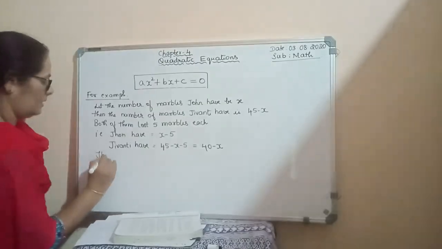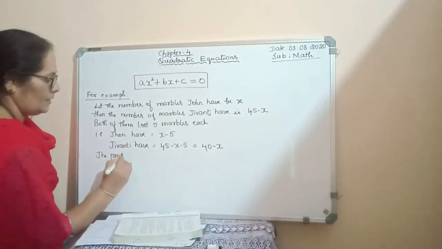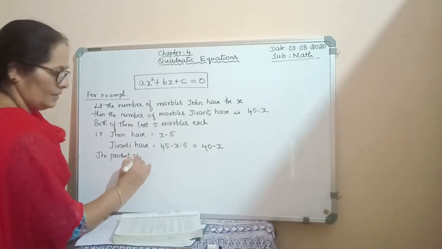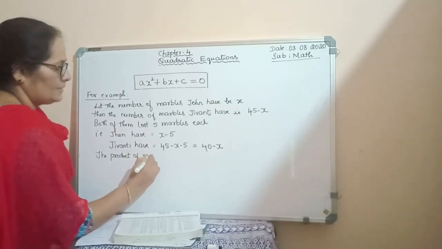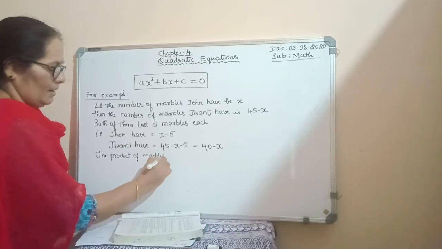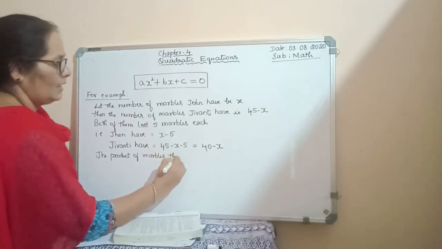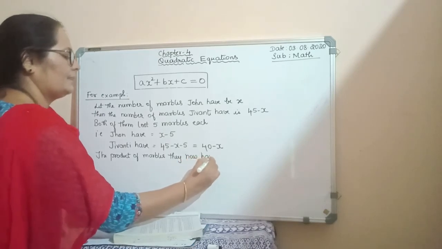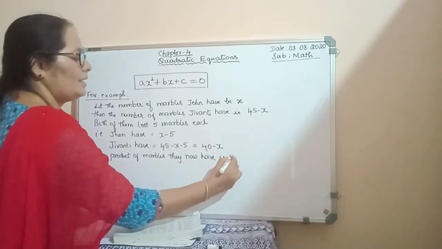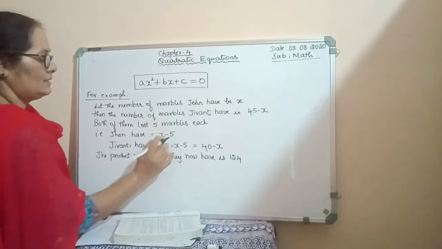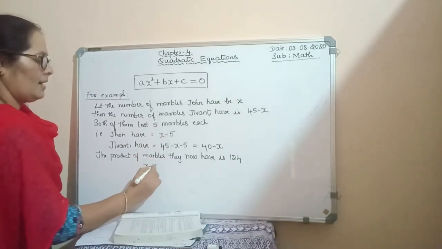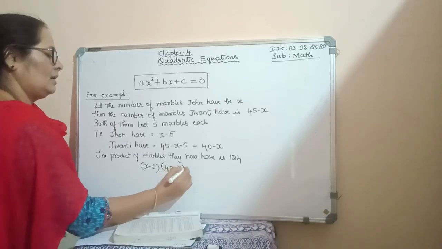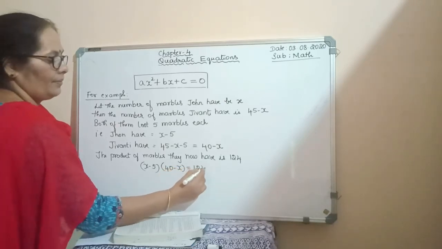The product of the marbles they now have is 124. That is (x minus 5) into (40 minus x) equals 124.